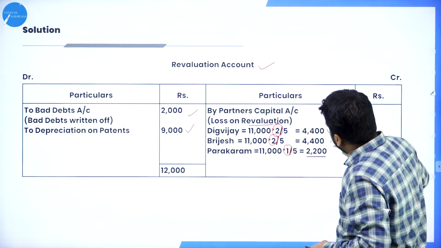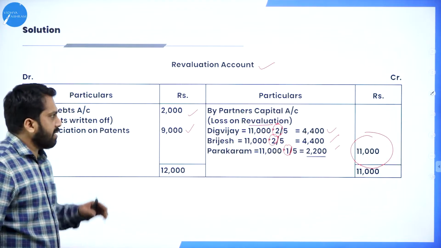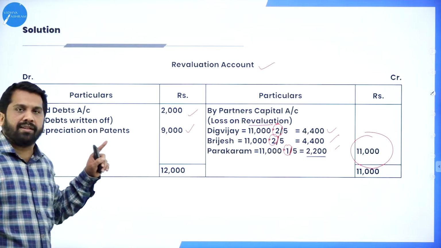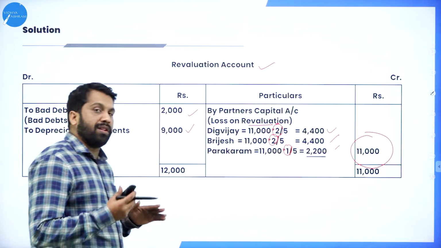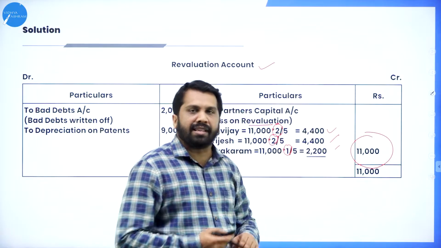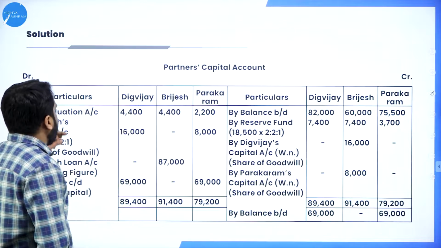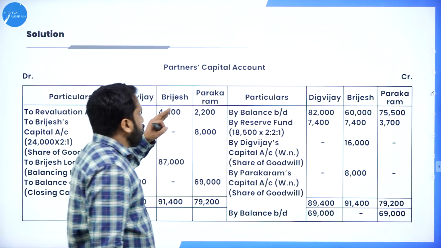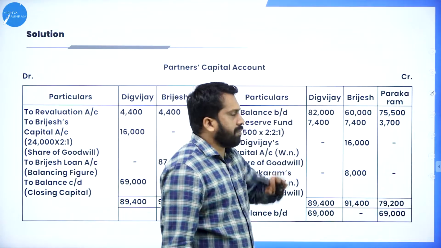2:1. We have divided it among all the partners. Hope you are clear. Yes, this is all about your revaluation account. Once you're done with your revaluation account, we'll go to partners' capital. Now, under partners' capital, we have Digvijay, Brijesh and Prakaram. So similarly, Digvijay, Brijesh and Prakaram.